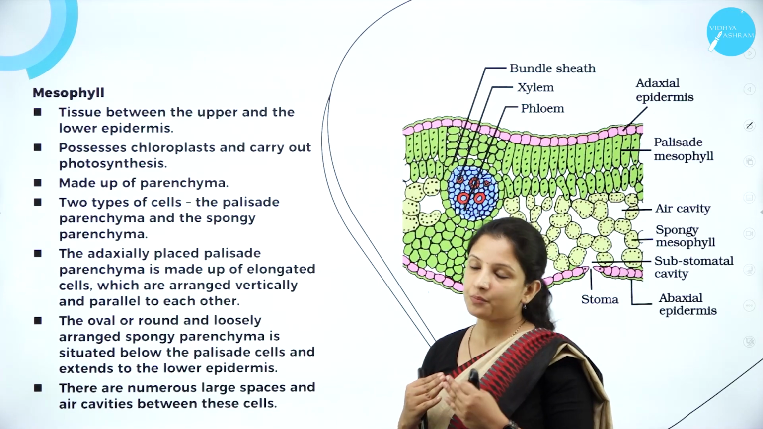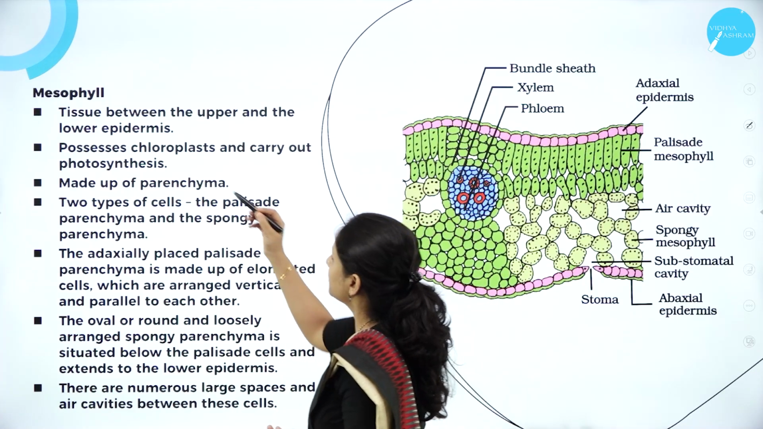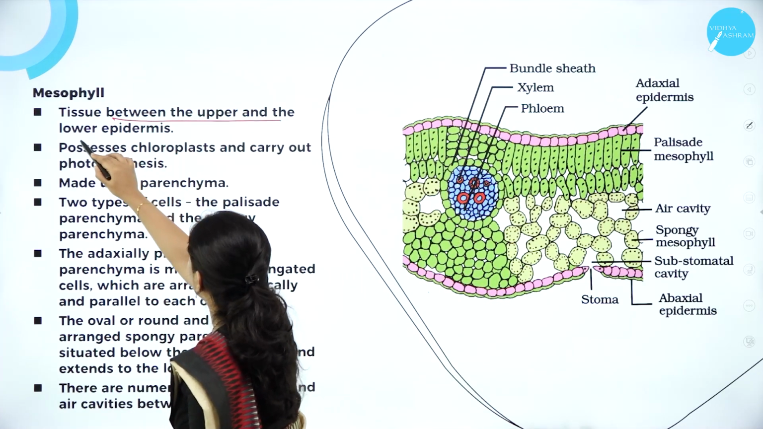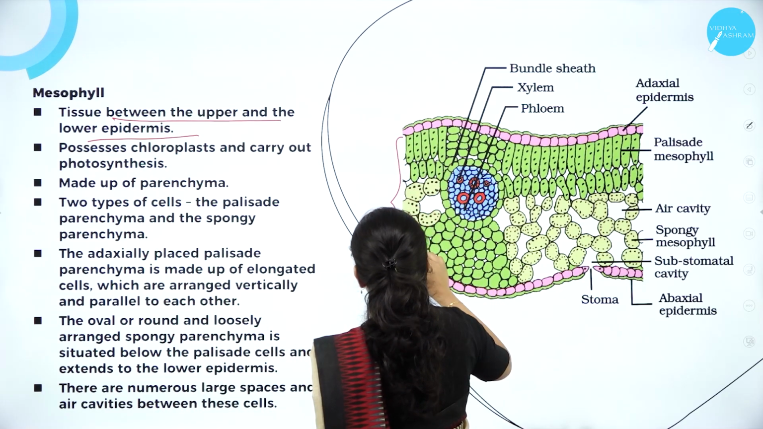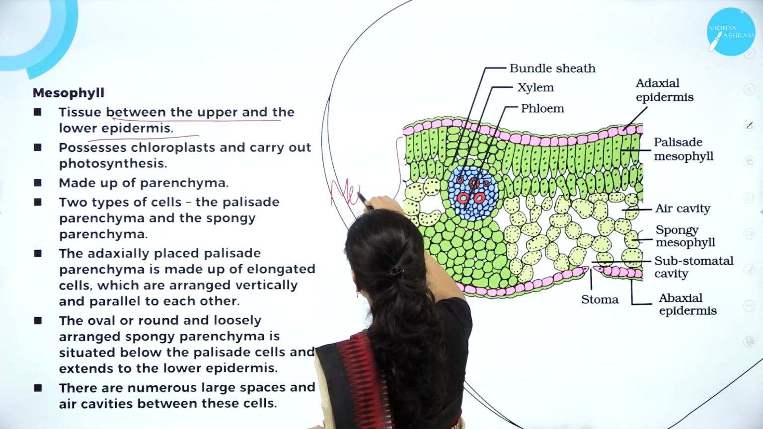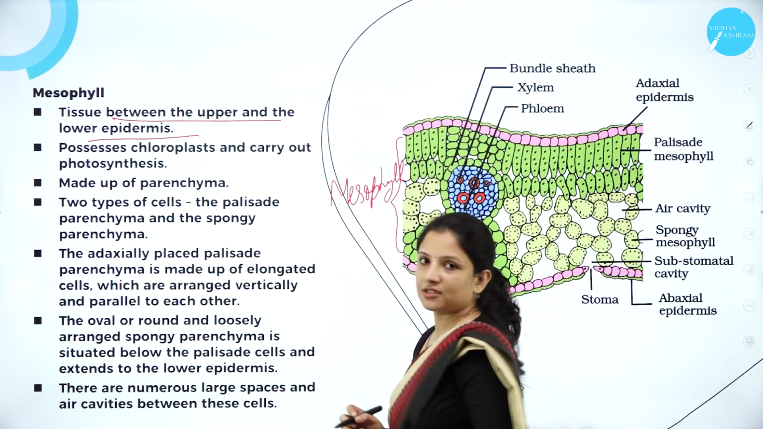Instead, we use the word mesophyll. So mesophyll are the tissues that are present between the upper and the lower epidermis, as I told you. So between the upper and the lower epidermis, whatever tissue comes, we call it the mesophyll. Now, what are the cells that are present in the mesophyll?